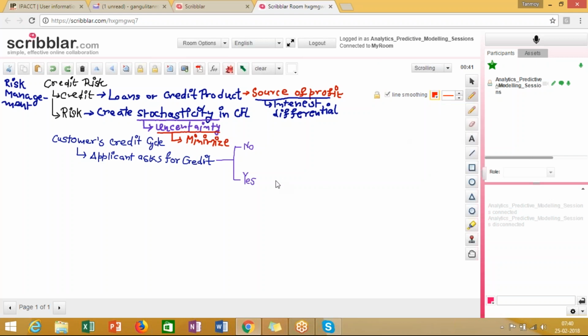Now after this, the next part is that once he has been given the loan, right? So the applicant asks for credit. Yes. Now if he is not given the loan, the cycle terminates right there. If he is given the loan, the next question that comes to us is whether he is willing to pay back the loan. This is a part of the account management strategies.